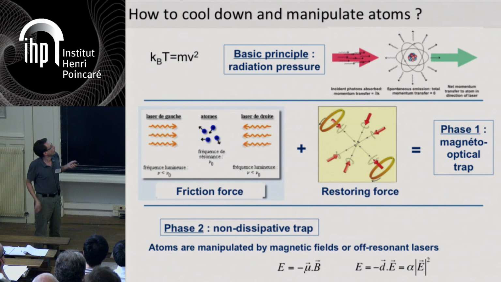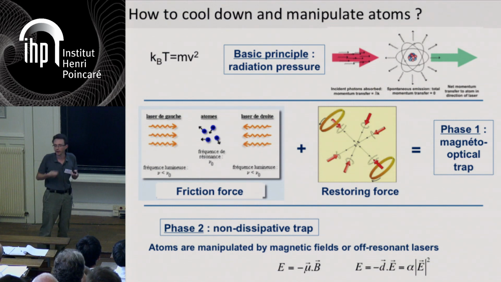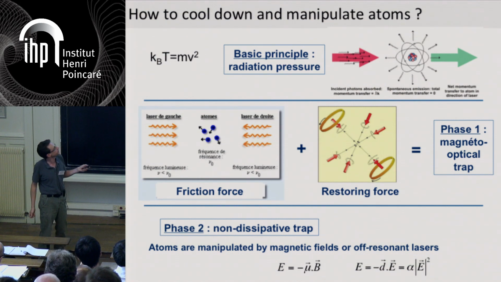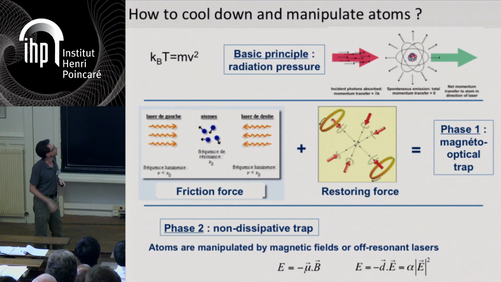And for this, you have a similar trick, but which is now based on a magnetic field gradient. And you count here on the Zeeman effect, which tells you that the atomic frequency will depend on the strength of the magnetic field. And so if you put a gradient, you can put yourself in a situation where when the atom is to the right of the zero of the magnetic field gradient, it will be pushed to the left and vice versa. And this acts as a restoring force because it is proportional to the position of the atom in the magnetic field gradient.